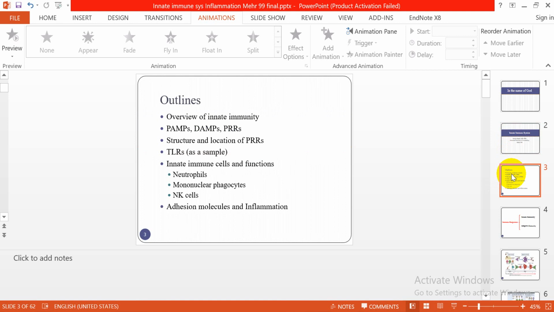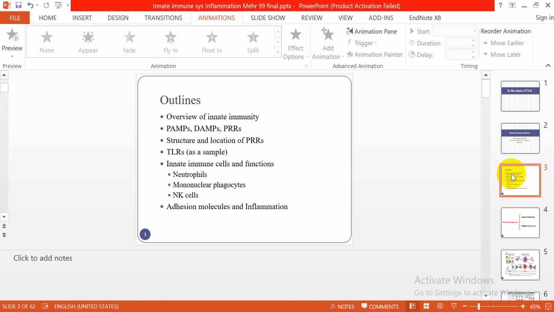The outlines of this session are: an overview of innate immunity in comparison with adaptive immunity. We become familiar with PAMPs, DAMPs, and PRRs. We become familiar with structure and location of PRRs. As a sample of PRRs, we become familiar with toll-like receptors.